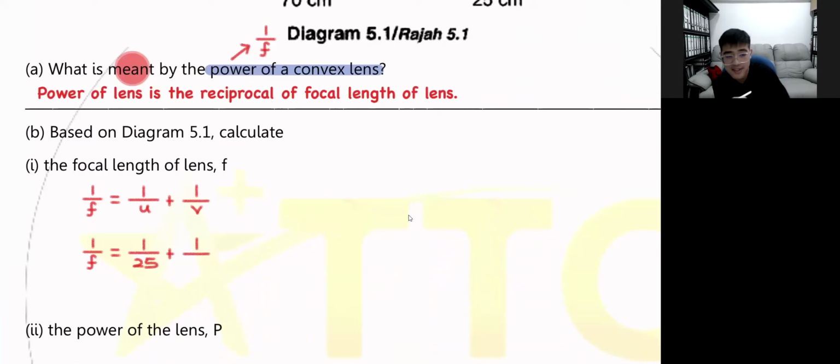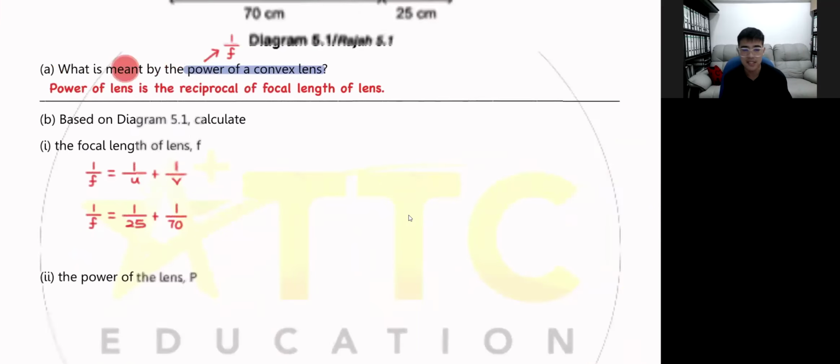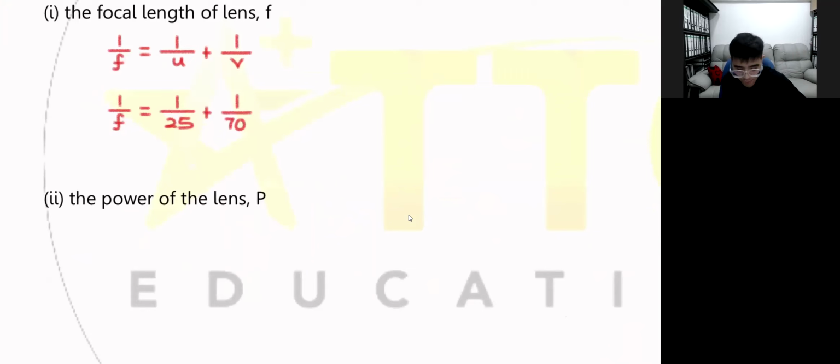So the distance between the slide and the lens, 25 cm, is the object distance. And the distance between the screen and the lens, 70 cm, is the image distance. So you add these two values together, 1 over 25 plus 1 over 70, which equals, if I'm not wrong, I already calculated this morning, 19 over 350.